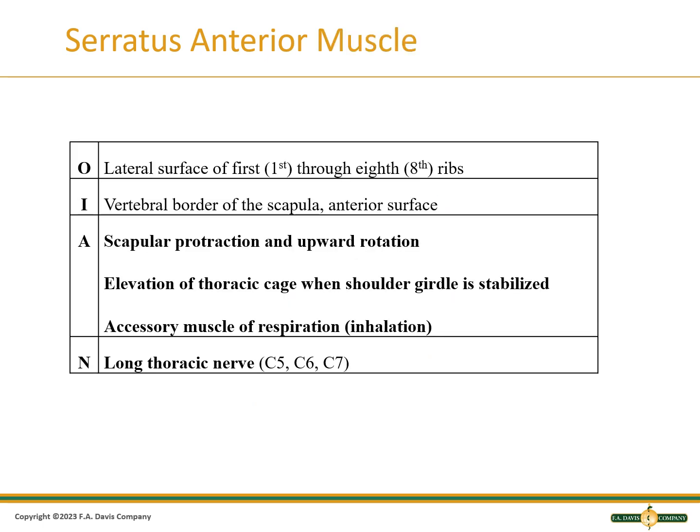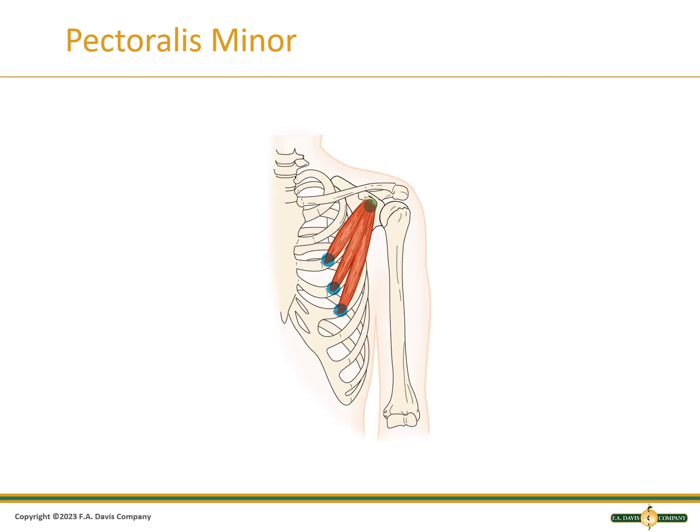Serratus anterior originates on the lateral surface of the first through eighth ribs and inserts on the vertebral border of the scapula and the anterior surface of the scapula. It causes scapular protraction and upward rotation, and elevation of the thoracic cage when the shoulder girdle is stabilized. So when the scapula is fixed, it elevates the thoracic cage, and is an accessory muscle of respiration for inhalation. Serratus anterior is innervated by the long thoracic nerve.